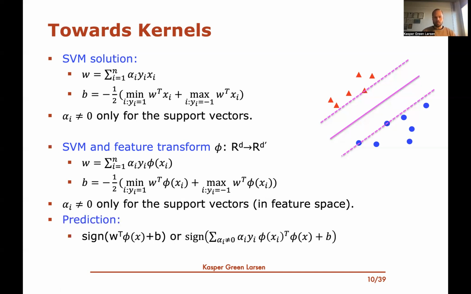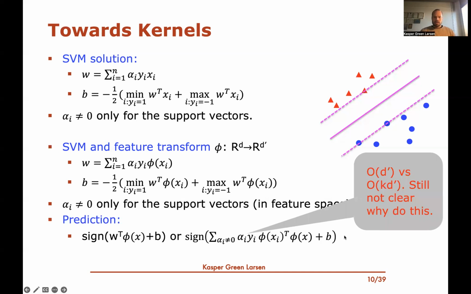At least, if we want to make predictions on a new data point, we of course have to feature transform it and then compute its inner product with W, plus the bias B. Okay, so this is what we could do. We could also write out W using this formula here, and we could make predictions like this: we sum over all the non-zero alpha i's, alpha i, yi, the feature transform of xi as an inner product with the feature transform of x.